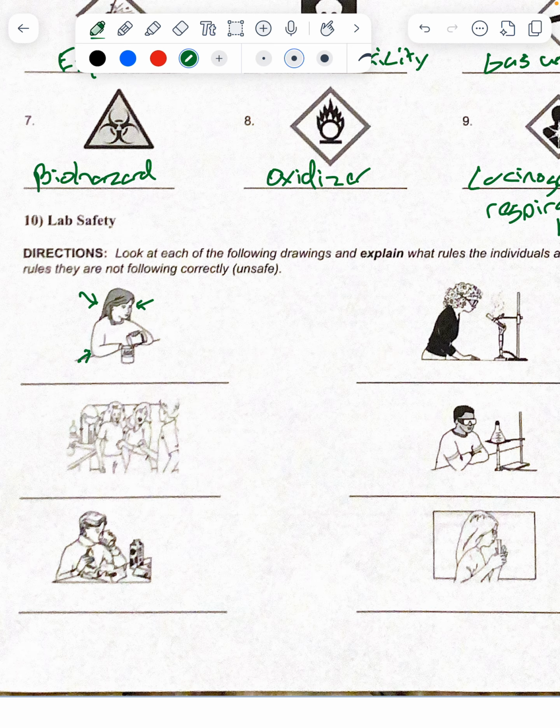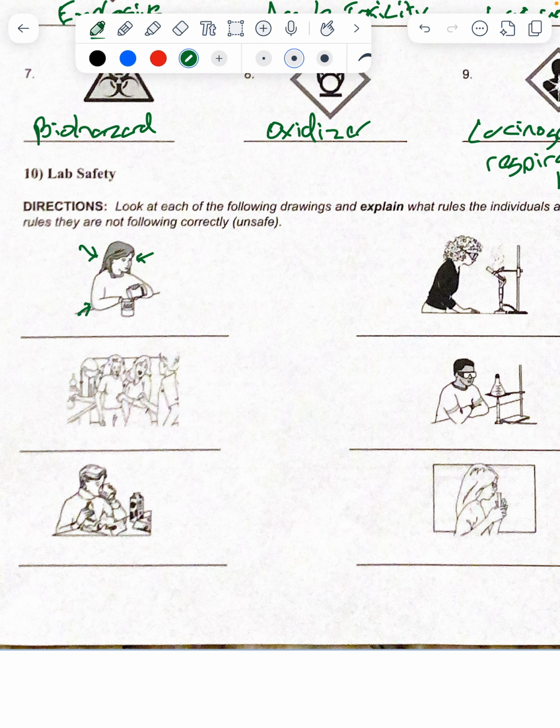Looking at the next one, going down, it looks like you've got people playing in the lab, so that would be a no-go on horseplay, especially if you have chemicals. I see no goggles, no hair being pulled back, so a lot of things going wrong here.